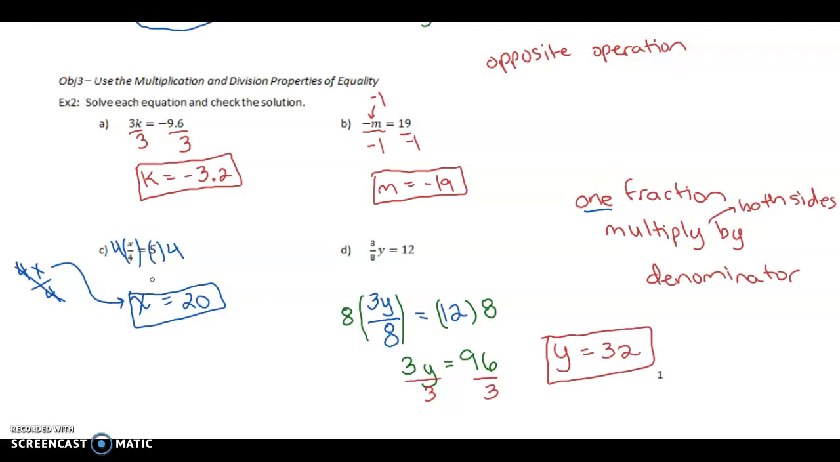There are other ways to deal with these fractions. I've just found when you have only one fraction, multiply both sides by the denominator seems to work best. And you can always put whatever's next to the fraction on the top with the numerator.